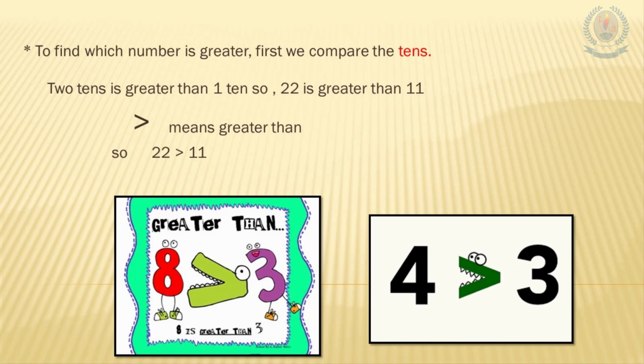There is a symbol below to represent greater than. It means greater than. The open side is pointing to the greater number. 22, the open side is pointing to the greater number, then 11. You also can use the number line to compare numbers. And also, I have given you two more examples. 8 is greater than 3, and the other example is 4 is greater than 3. You can see the open side of that symbol is pointing to the greater number.